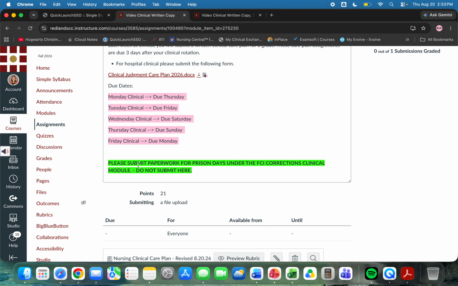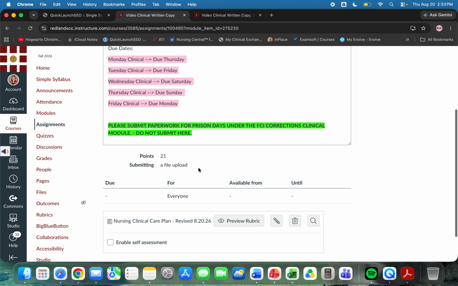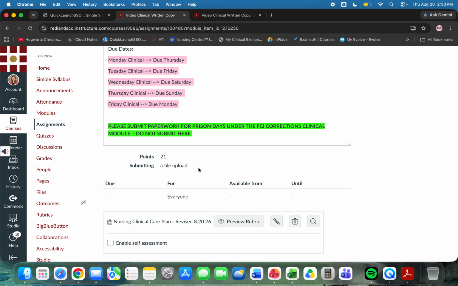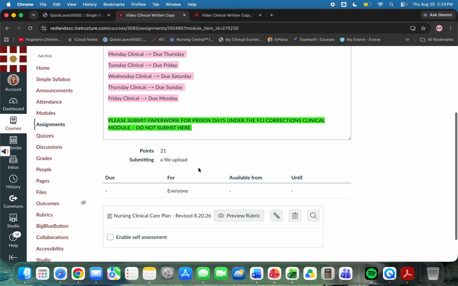If our nursing 3 students are at the prison, they won't submit their paperwork here. It'll go to a different Dropbox, so just keep that in mind. If they're missing something for the week and they're gone for the prison, please don't mark them with a 0. Just mark them down as an excused.